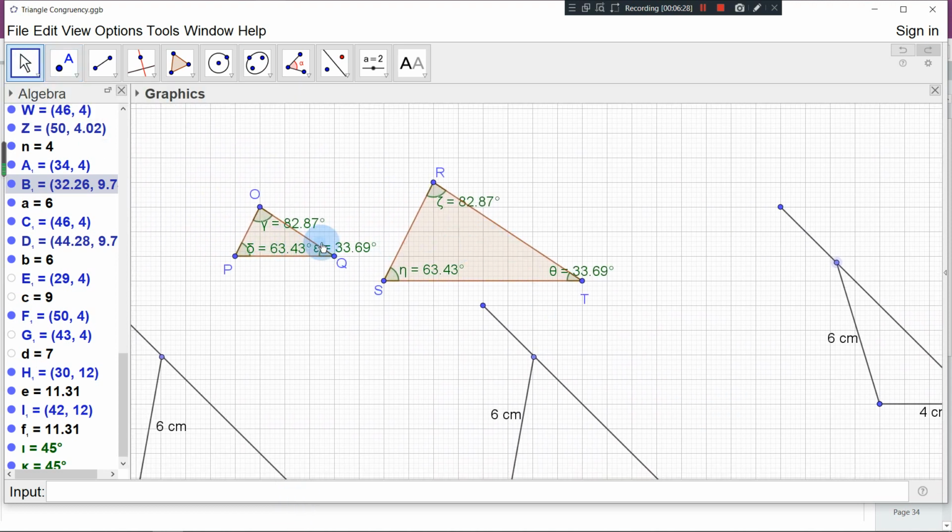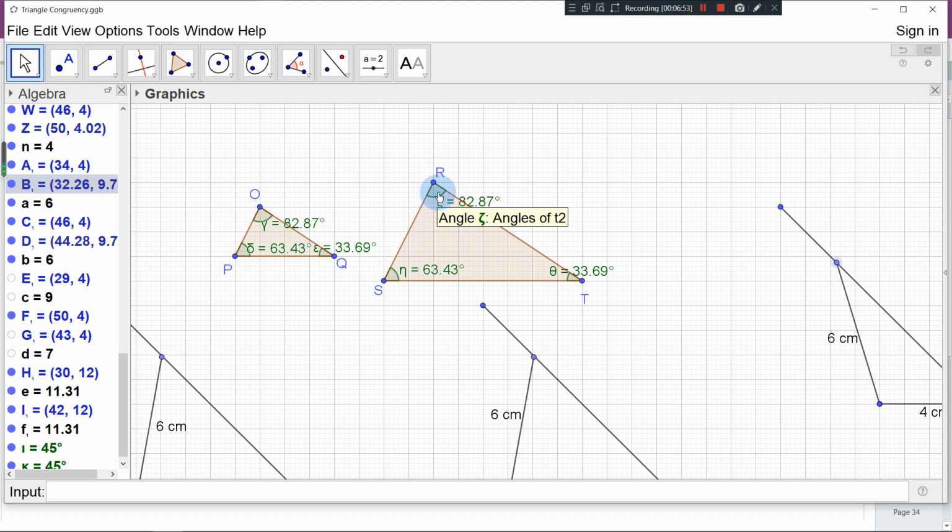Now you look at these two triangles, their corresponding angles are the same, right? 82.87 here is the same as well, 63.43 here also the same, and the last one, 33.69 here, 33.69 as well. But definitely these two triangles are not congruent, even though their corresponding angles are all equal.